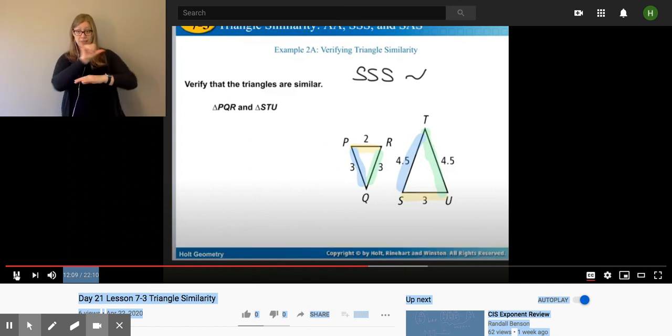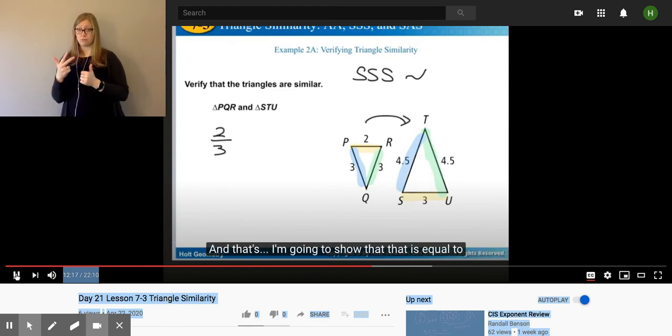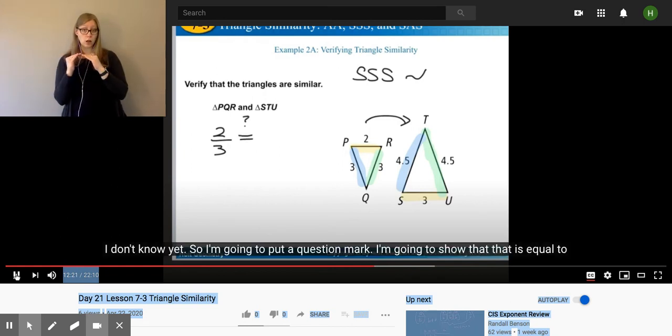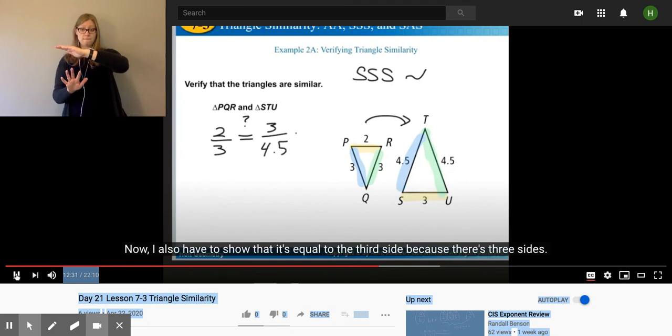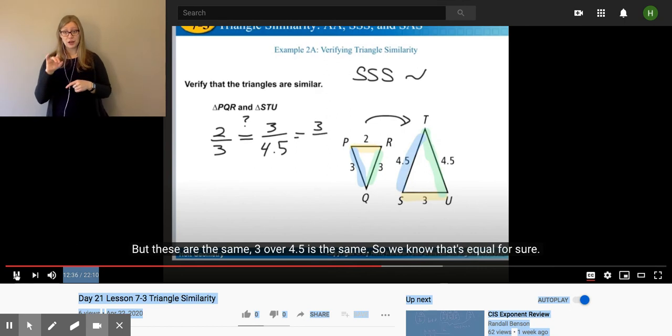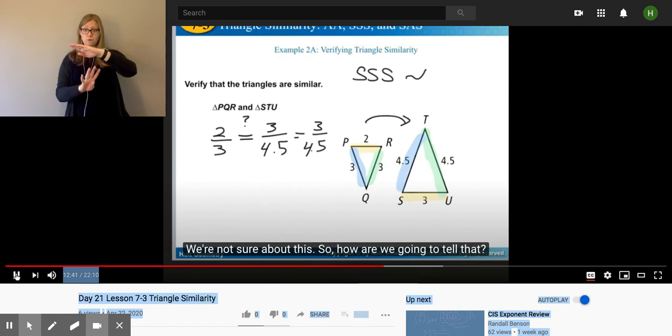So I'm going to go from the small to the large, and so I'm going to go 2 over 3, and I'm going to show that that is equal to, I don't know yet, so I'm going to put a question mark, 3 over 4.5. Now, I also have to show that it's equal to the third side because there's 3 sides, but these are the same. 3 over 4.5 is the same. So we know that's equal for sure. We're not sure about this. So how are we going to tell that?